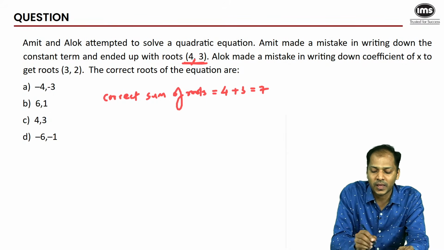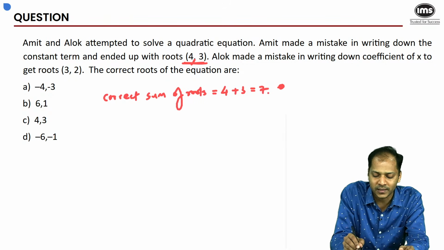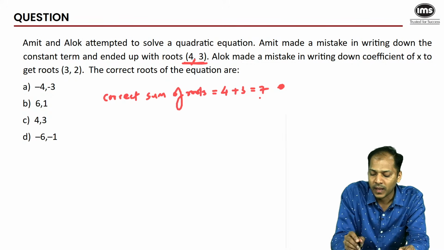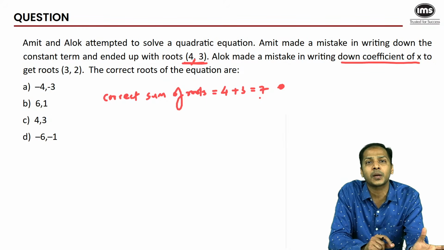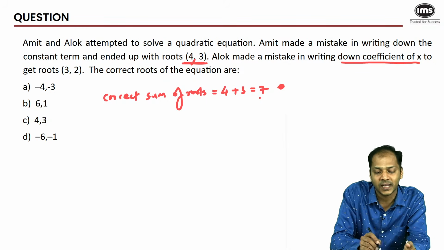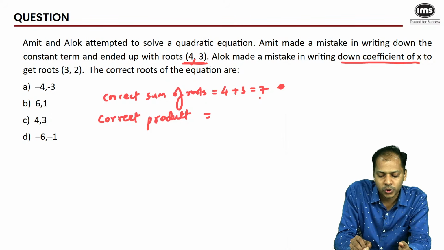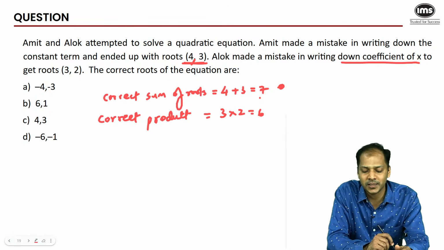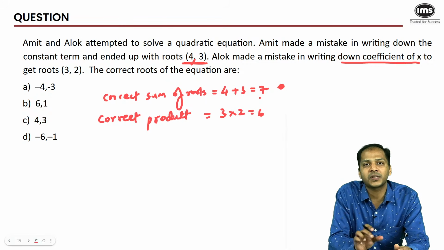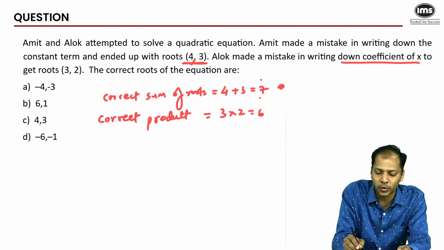Okay. So therefore minus b by a is equal to 7. So the correct sum of roots is 7. That is something that I know. And Alok made a mistake in writing down the coefficient of x. Coefficient of x is related to sum of roots, but he wrote everything else correct. So for the second person, the product of roots is correct because that's not related to the middle coefficient. So the correct product of roots is 3 into 2, that is equal to 6. Therefore, when you know the sum of roots and the product of roots, you frame the correct equation and you will be able to get the correct roots.